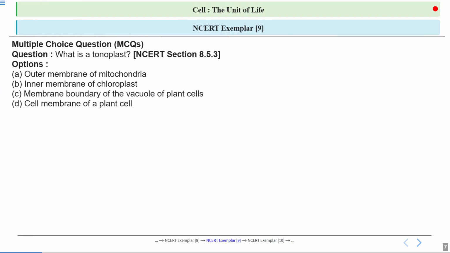So next question is here. What is tonoplast? And this question is coming from the NCERT section 8.5.3. Options are as follows. Outer membrane of mitochondria, inner membrane of chloroplast, membrane boundary of the vacuole of plant cells, and cell membrane of plant cell. So let us see what is the correct answer.